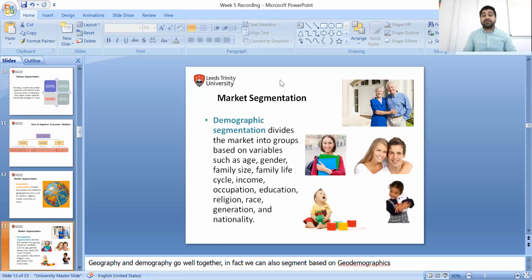Then second comes demographic segmentation. In demographic segmentation, we divide the market into groups based on variables such as age, gender, family size, family life cycle, income, education, religion, generation, nationality, etc. So in demographic segmentation, we offer a product keeping in view the age bracket, age groups, education, religion, income, etc. Based on these categories, we produce our product and offer it to specific customers.